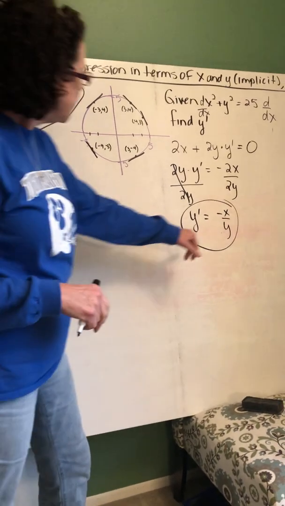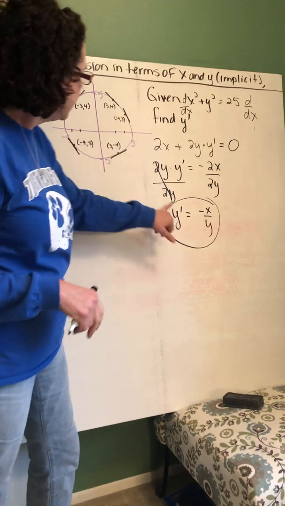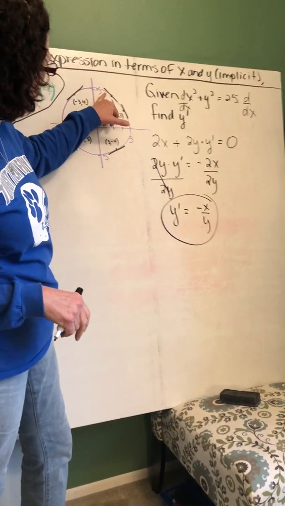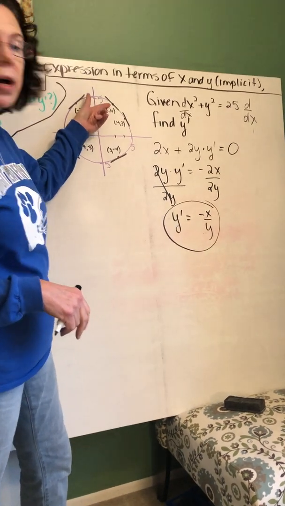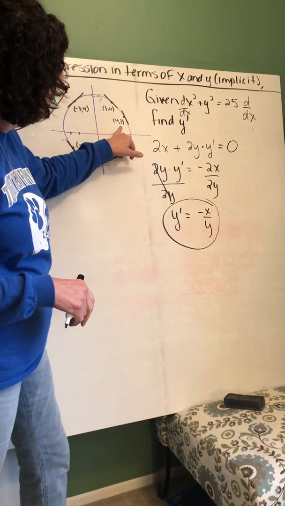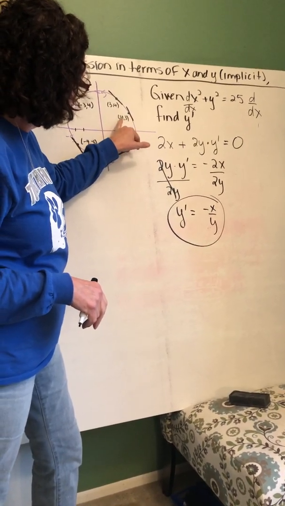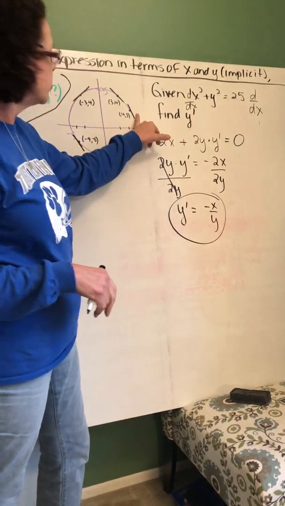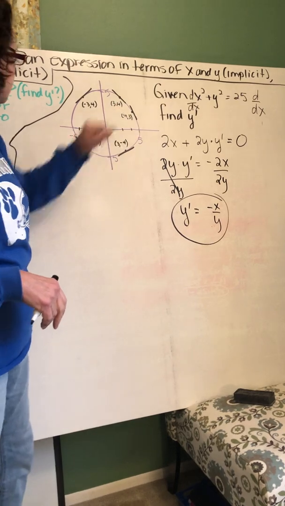Let's take a look. That means at the point (3, 4), the slope of the tangent line I drew would be negative 3/4. Sure enough, looks like it could be. That means at the point (4, 3), the slope of that tangent line would be negative 4/3. And certainly it is negative and looks steeper than the 3/4 we just found.